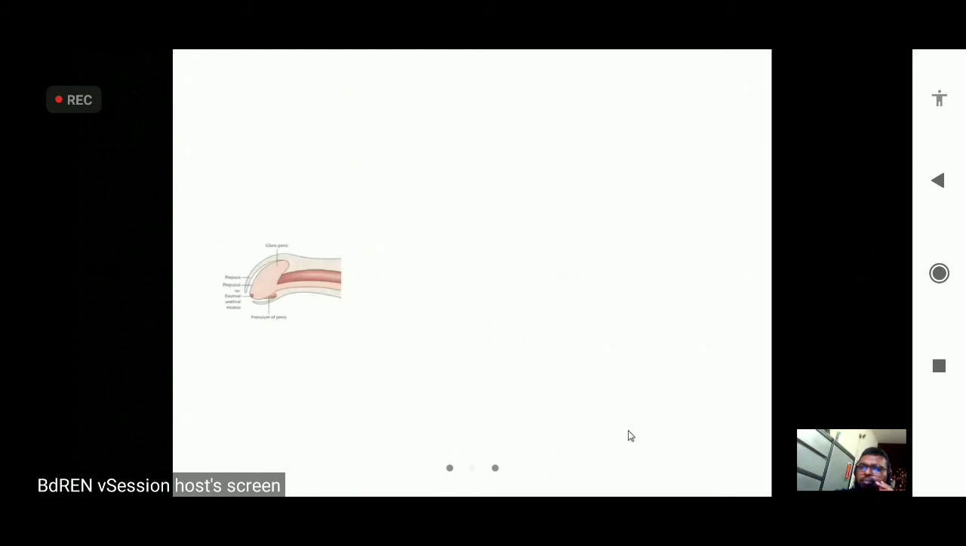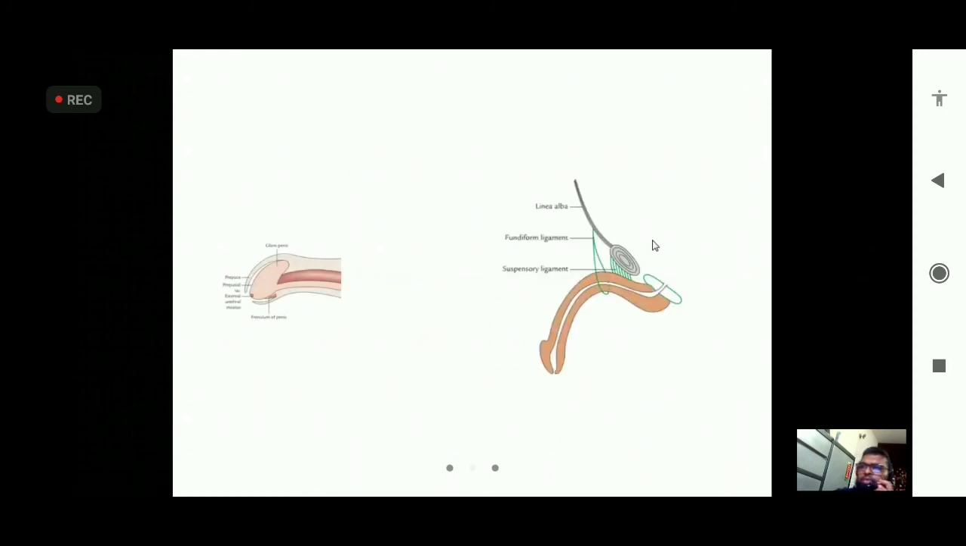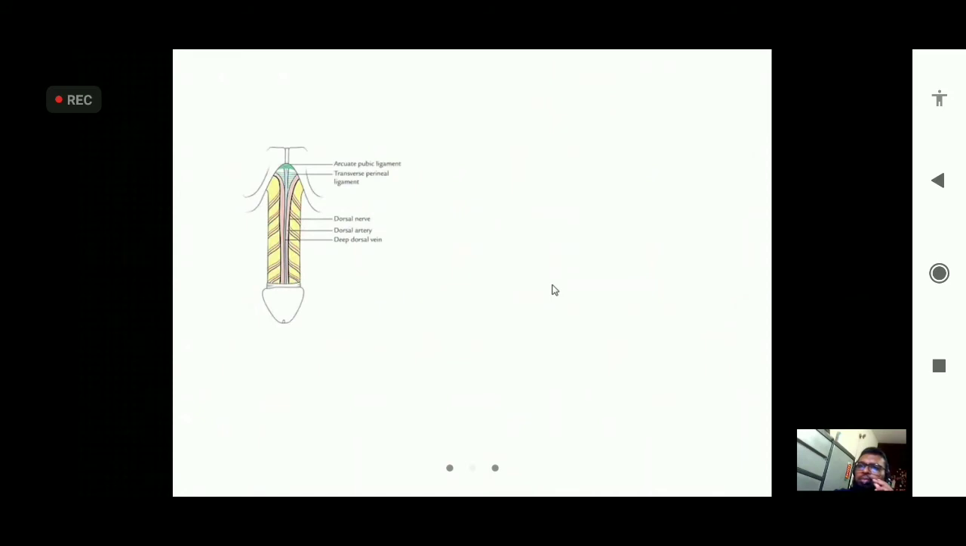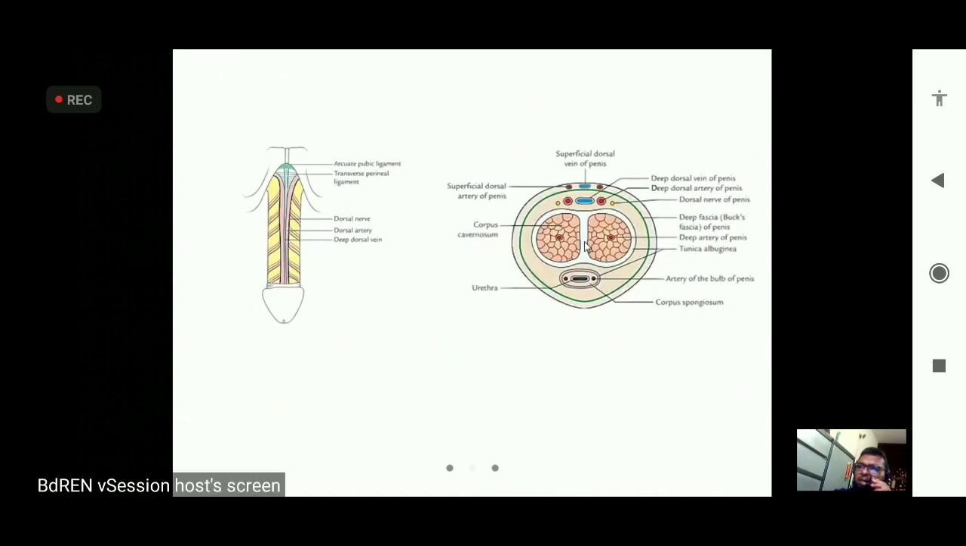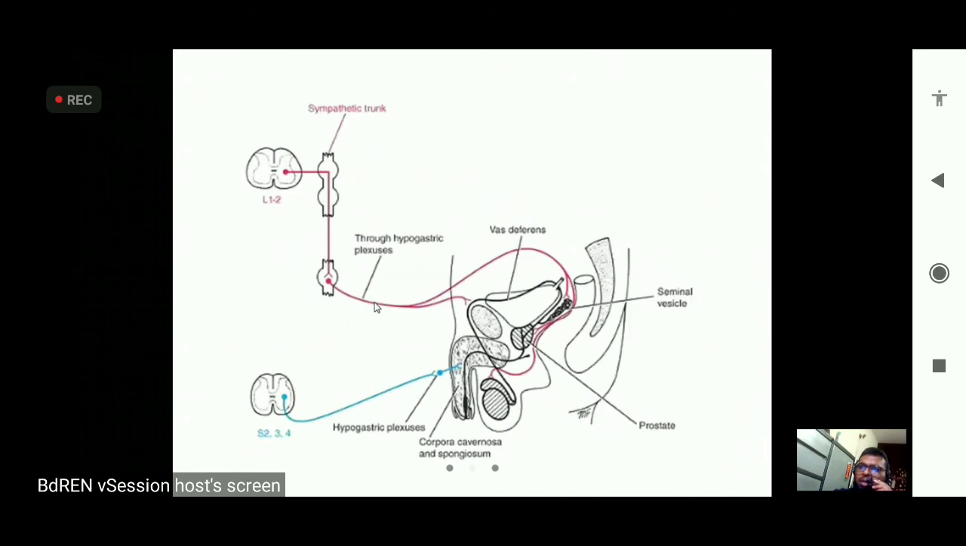Two more things. This is the fundiform ligament from the linea alba. It holds up the penis like a loop. And this is the suspensory ligament from the symphysis pubis. It is a deeper structure than the fundiform ligament, and it also holds the penis in position. Now, the tunica albuginea I've told you about. This is a whitish structure, so I'm not going to detail it now.